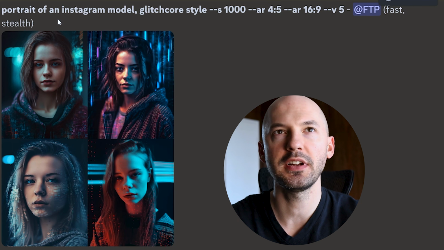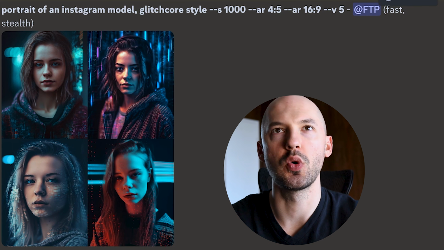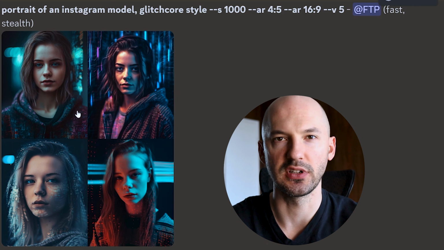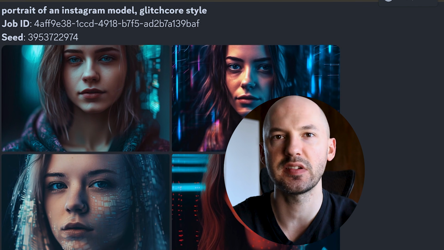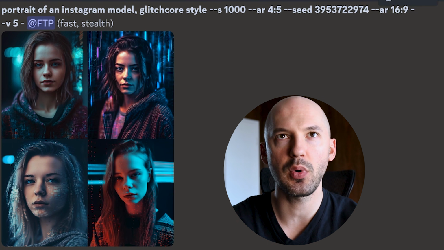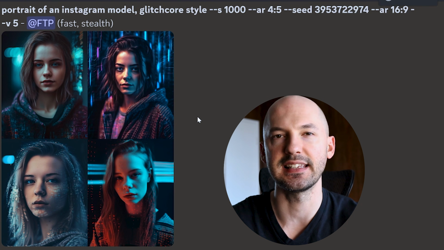So how do you get consistent images in Midjourney? That's the neat part. You don't. Consistency is not built into Midjourney as a feature. Well, I mean, kinda. Check this out. Portrait of an Instagram model, glitch core style. We get these 4 ladies. We react with the envelope emoji, and it gives us our seed number. We input the same prompt with that seed number, and we get the same pictures.